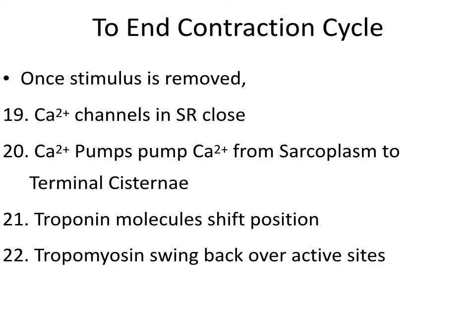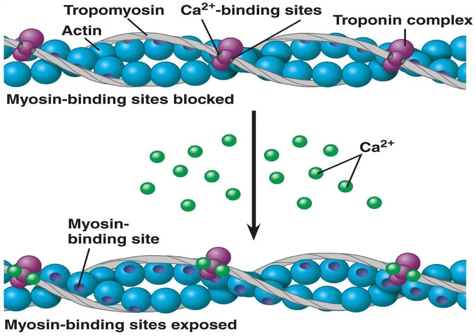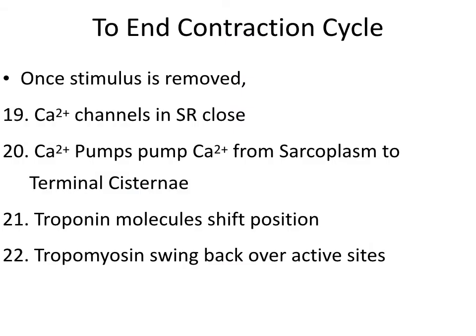If you're getting it out of the zone of overlap, then that means that calcium will no longer be attached to troponin. And if you take those two calciums off of troponin, guess what's going to happen? Troponin then will change back to the original position. And if it changes back to the original position, that's a signal for tropomyosin to what? To roll back to the original position, to shift back into and cover the active sites.